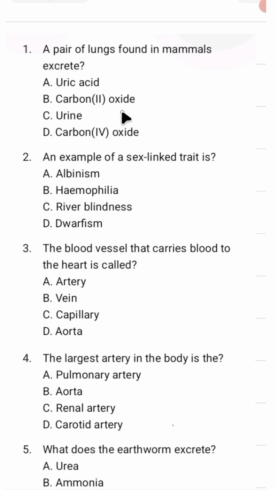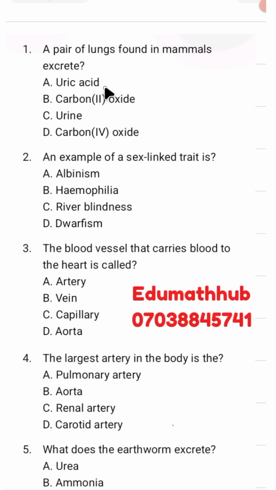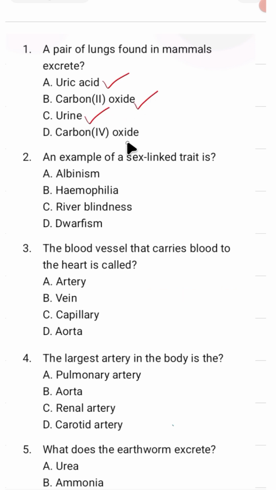Let's go. The first question is, a pair of lungs found in mammals excrete dash. Let's look at the options real quick. You have uric acid, carbon 2 oxide, urine, then carbon 4 oxide. First of all, you must understand excretion, because you can see this keyword that JAMB is using, excretes. Excretion is the removal of metabolic waste products from the body.